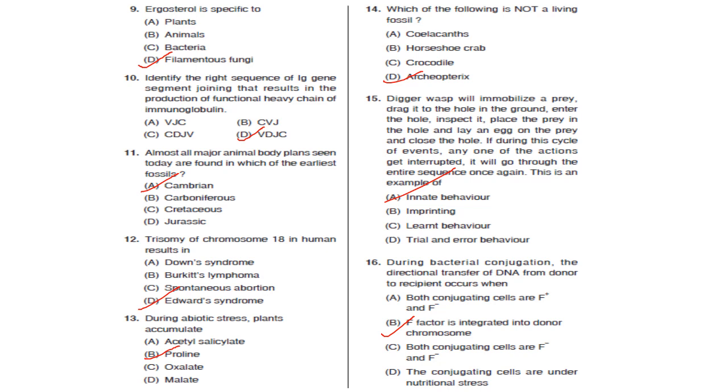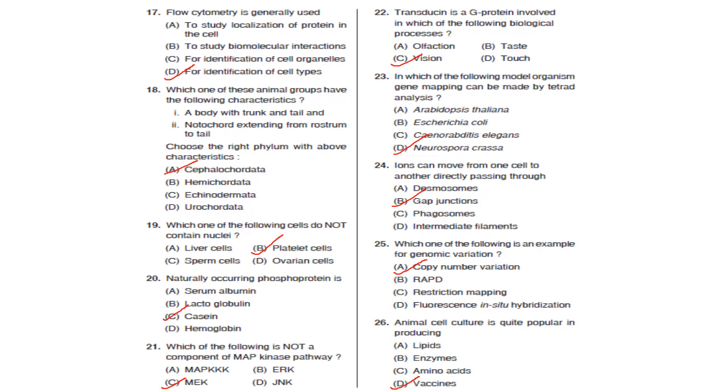The next one. During bacterial conjugation, the directional transfer of DNA from donor to recipient occurs when F factor is integrated into donor chromosome. So answer is option B. The directional transfer of DNA from donor to recipient occurs when F factor is integrated into chromosome. Answer B. Then flow cytometry generally used. It is used for identification of cell types. Answer is option D.